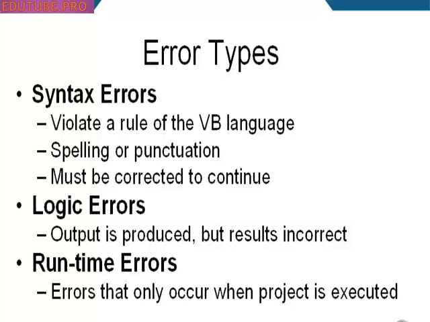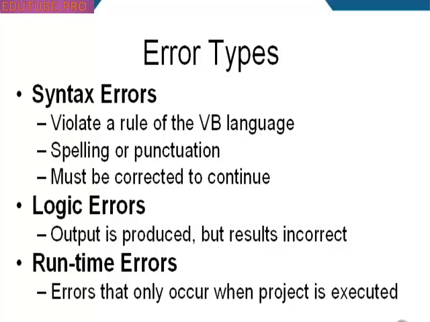programming process. Errors are classified in three categories: syntax errors, logic errors, and runtime errors. Syntax errors are simply when you make a mistake, a violation of a rule of the language. For example, you may have misspelled a word or used incorrect punctuation. The more you work with the language, the more easily these will be discovered. Syntax errors must be corrected in order for you to continue the programming process.